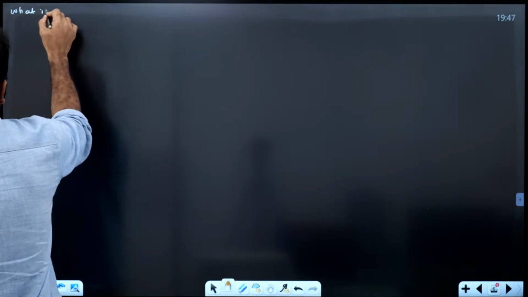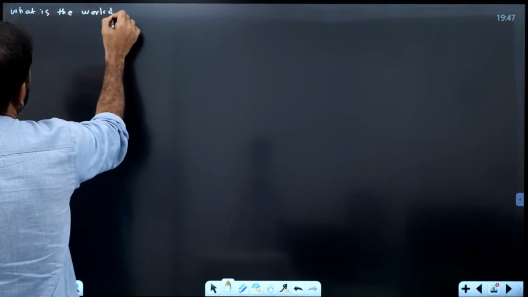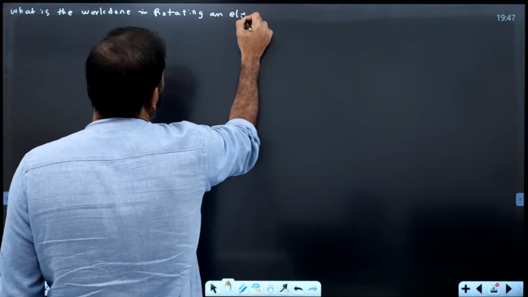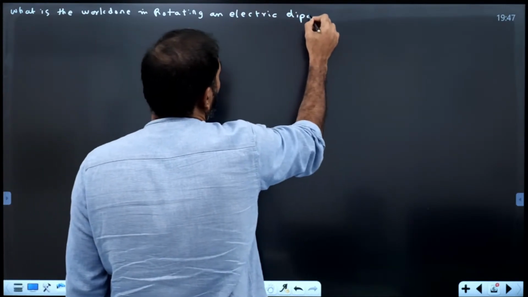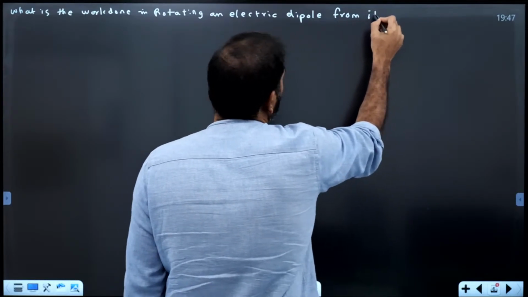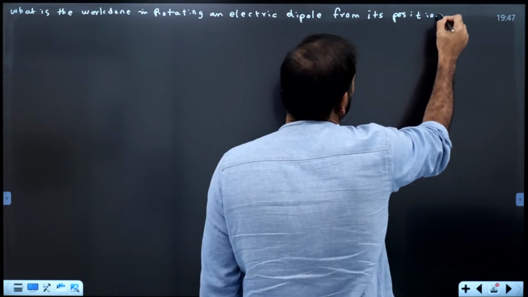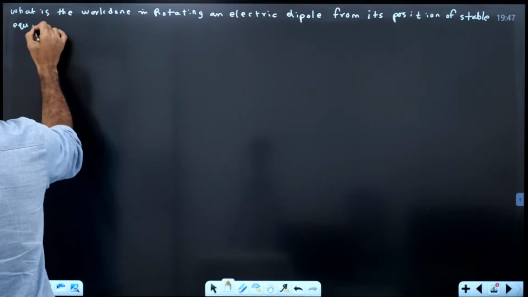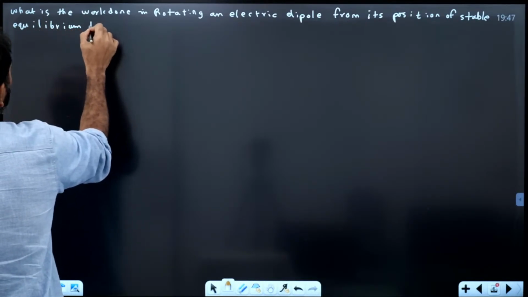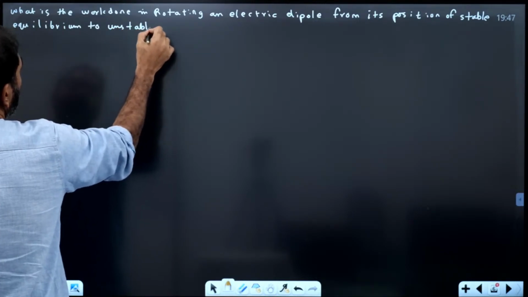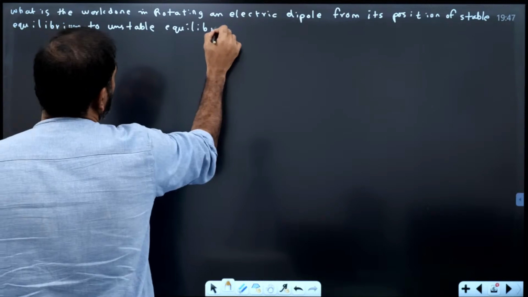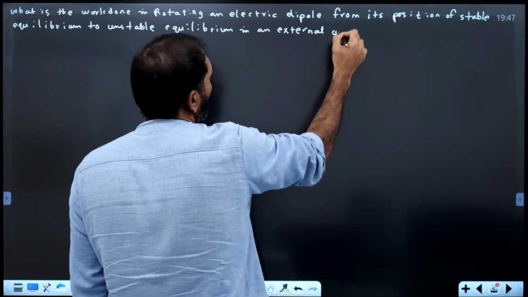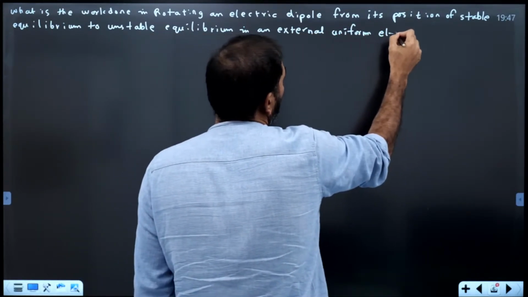What is the work done in rotating an electric dipole from its position of stable equilibrium to unstable equilibrium in an external uniform electric field.